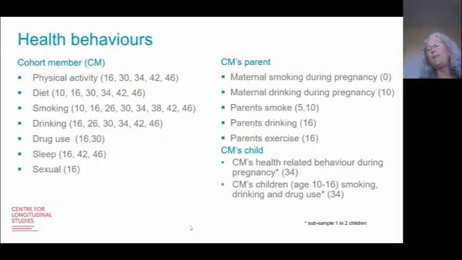And finally, the BCS70 also collects information on health behaviours, which could explain some of the health outcomes or other outcomes, or could be explained by earlier life factors discussed, such as family relations, education and cognition. These include physical activity, diet, smoking, drinking, drug use, sleep and sexual behaviours. Also, there's information on maternal smoking and drinking during pregnancy, parents' smoking, drinking and exercise, and for a subsample of cohort members, their health behaviours during pregnancy, as well as the cohort members' children's smoking, drinking and drug use.